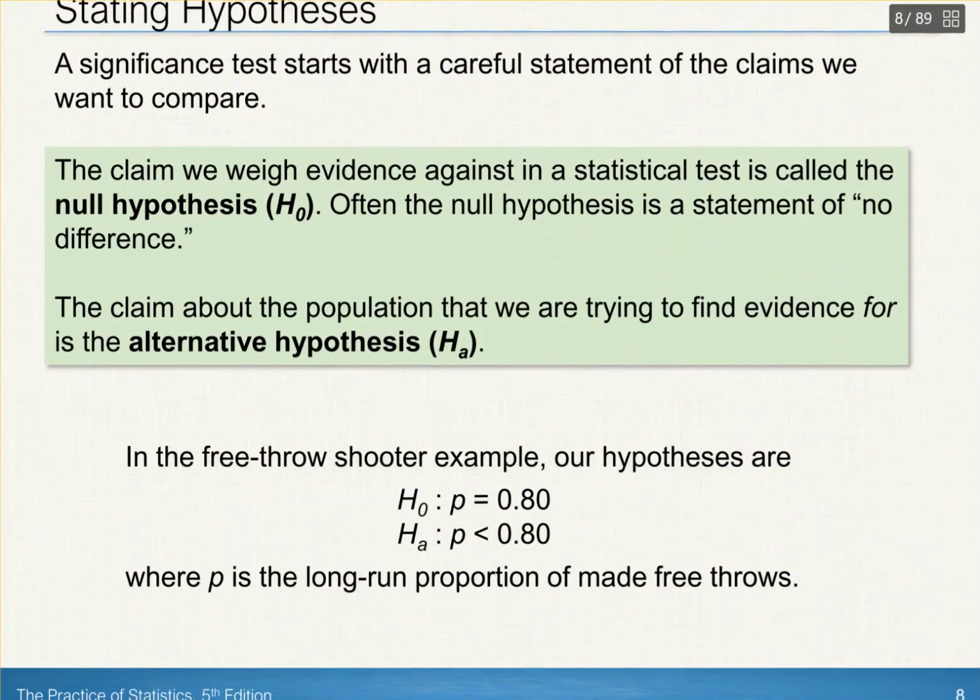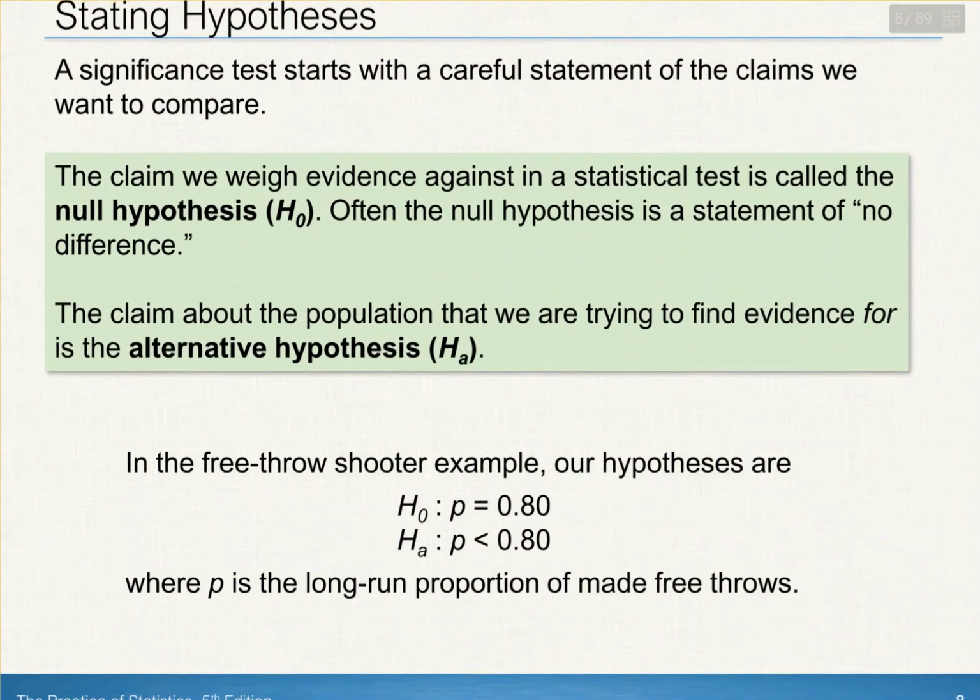So, again, a significance test starts with a careful statement of the claims we want to compare. The claim we weigh evidence against in a statistical test is called the null hypothesis. So again, we're just saying that that claim is what we're testing. Often the null hypothesis is a statement of no difference. In the case of testing a new drug, that might be the null hypothesis: no difference. The claim about the population that we are trying to find evidence for is the alternative hypothesis.